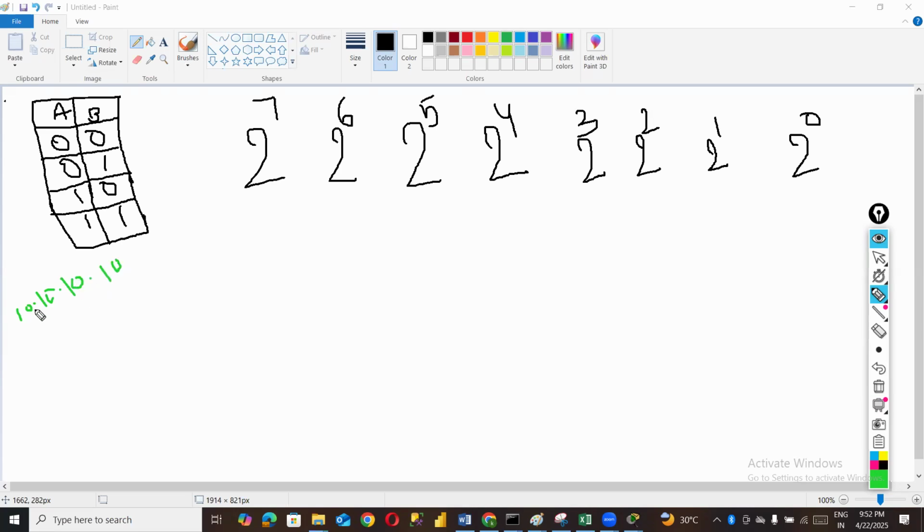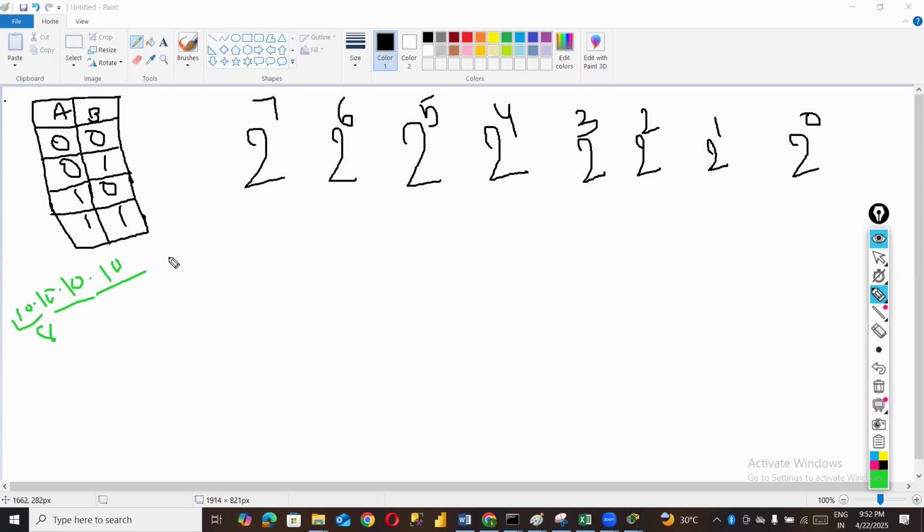So this is the total. It contains 4 octets, right? And each octet contains 8 bits. So when we are dividing our network, we will use this concept. So we will give 2 power 0, 2 power 1, 2 power 2, right?